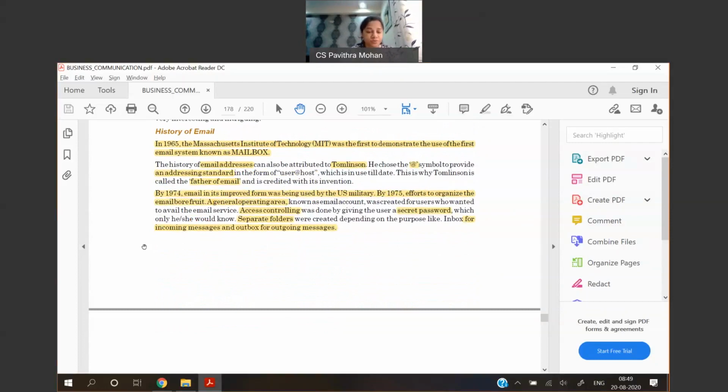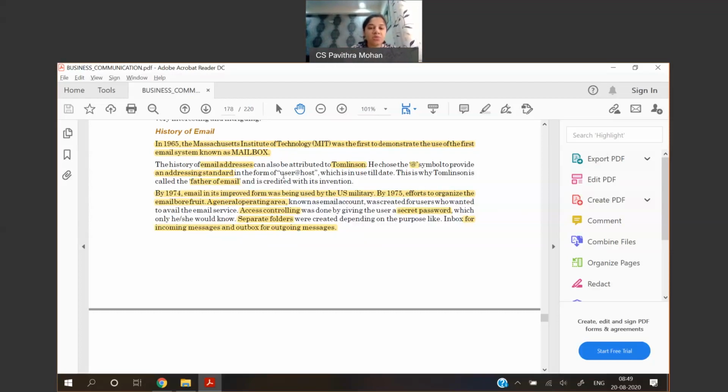If you see, in 1965 in MIT University, for the first time they explained something called email, which is known as mailbox. They invented something called mailbox in MIT, and they told we are going to invent this concept, and they projected something in 1965. Then after that, what happened? They understood if email has to be accessed, it has to be accessed through an email address. So how do we give an address?